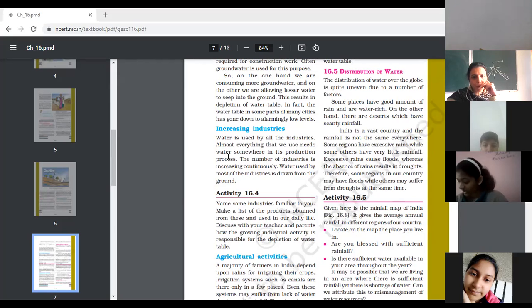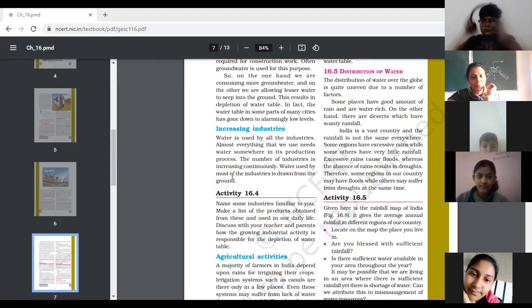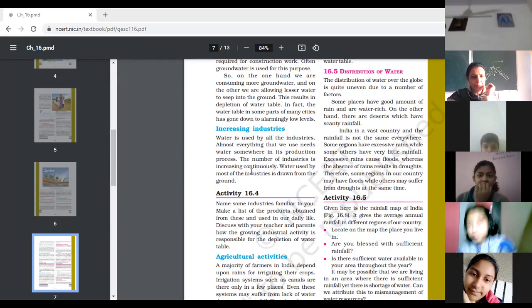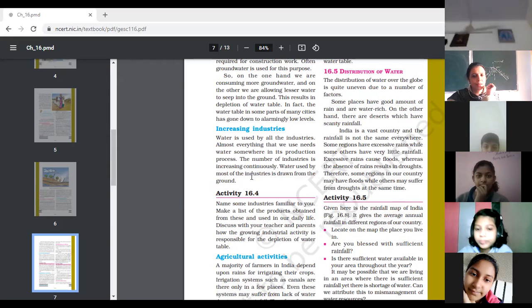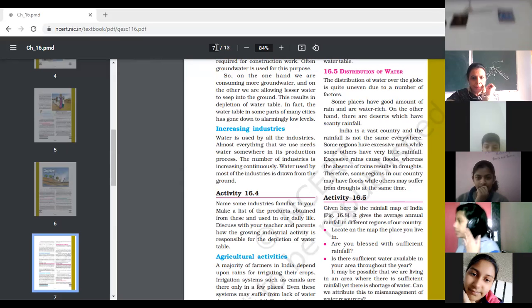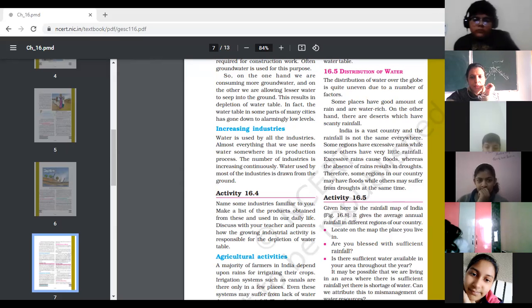Okay, beta. So increasing industries means the water is used by most of the industries. And on one hand, we are saying that population is also increasing. If the population is increasing, industries are also increasing, and much of the water is required for that industry. So the water used by most of the industries is drawn from the groundwater. So that's why we can say that the depletion of water table is taking place.